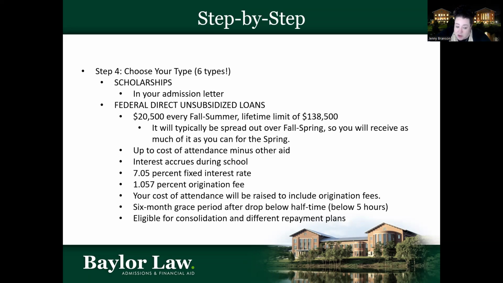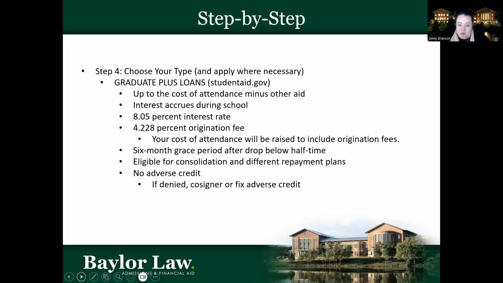These are federal loans, so they're eligible for consolidation and different repayment plans. You don't need to worry about that too much right now. We'll talk with you about that before you graduate. But just know that this is the primary federal loan that everybody takes. So you've got your cost of attendance, first chunk scholarship, next $20,500 in federal direct unsubsidized loans.